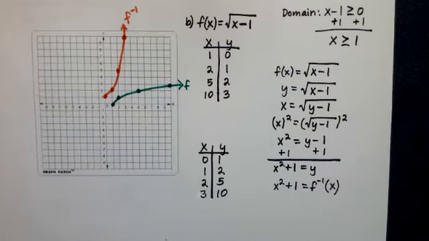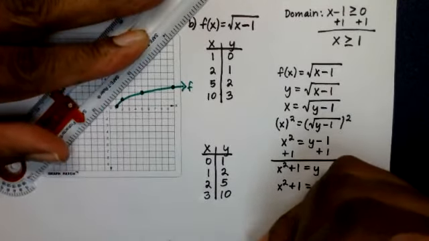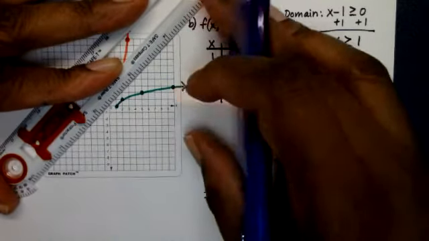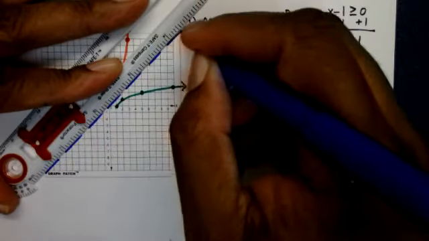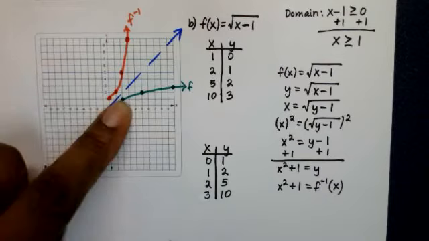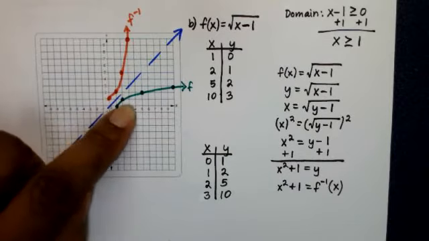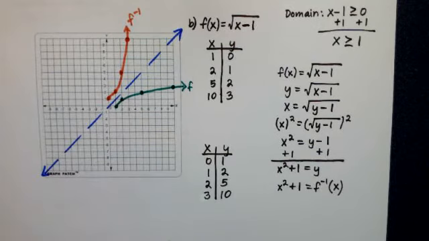And if I draw in the graph of y equals x, okay, I'm going to draw a dashed line for y equals x. Pretty much you can see there that these two are inverses because the graph of the function f of x is the reflection of the graph of f inverse of x.